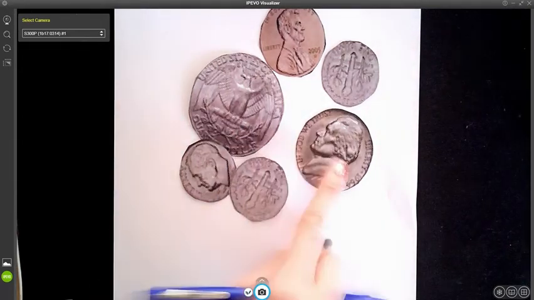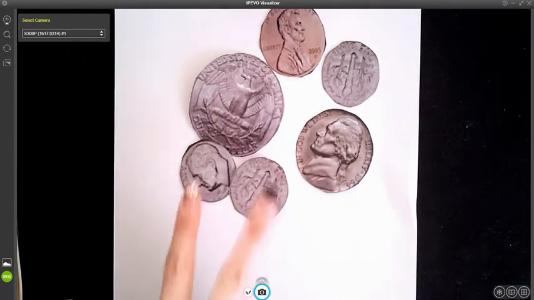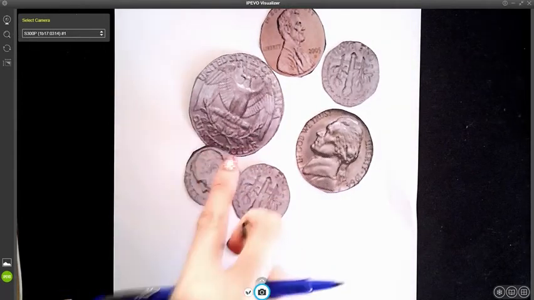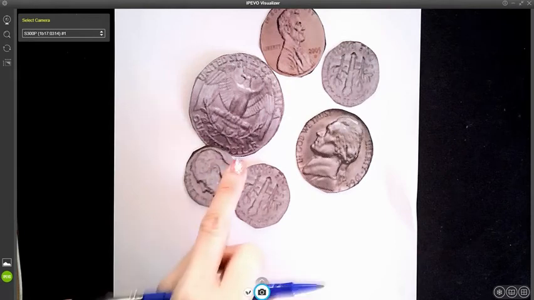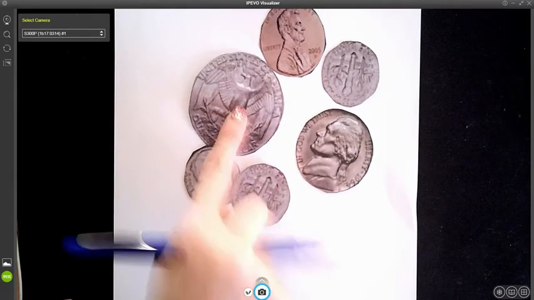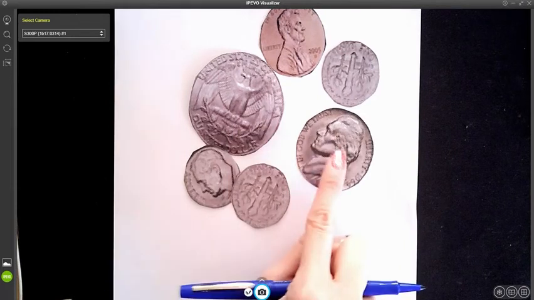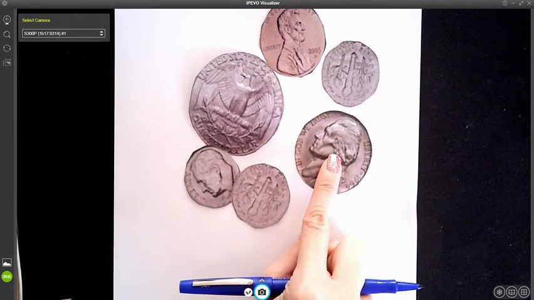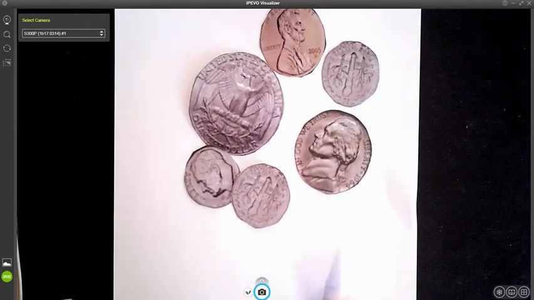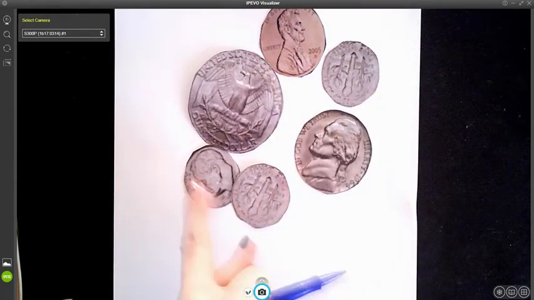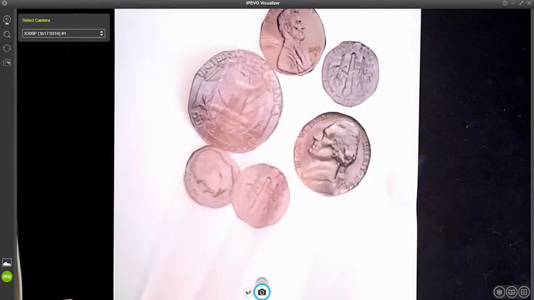So here I have 2 more coins. I'm unsure, but if I look closely at the back here, it says quarter. So that's a quarter. This one is a different size, so this is not a quarter. What do we have left? That's right, a nickel. So here I have 1 quarter, 3 dimes, 1 nickel, and 1 penny.